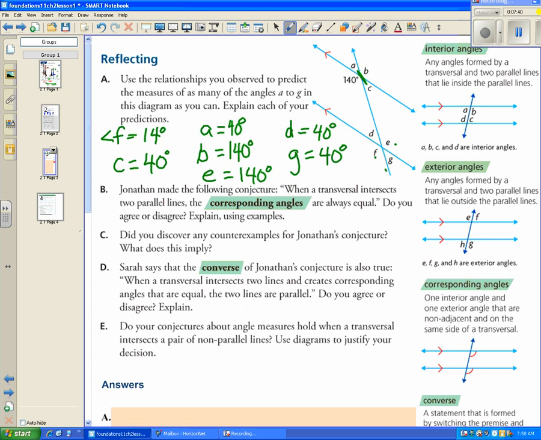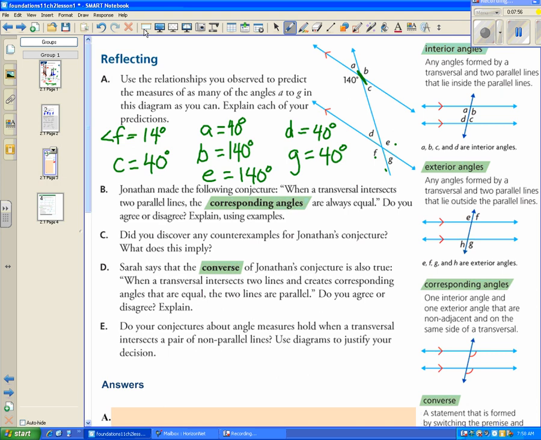Jonathan made the following conjecture. When a transversal intersects two parallel lines, the corresponding angles are always equal. Do you agree or disagree? Explain using examples. So we've introduced a new term for this F relationship, and it's called corresponding angles.